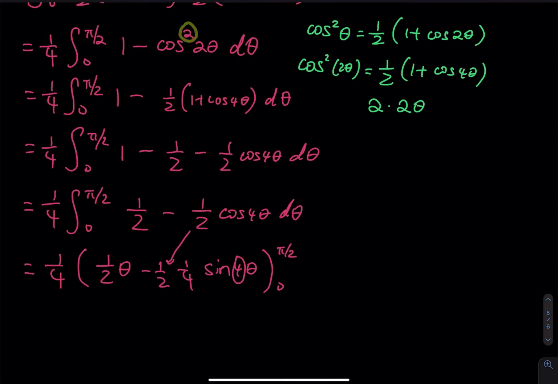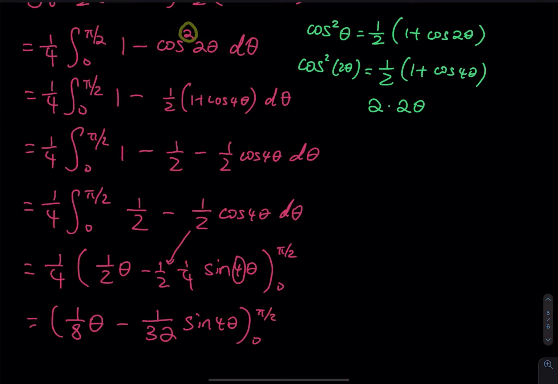And now we can just use the fundamental theorem of calculus. So this is, let's distribute the 1 over 4. That is 1 over 8 theta minus 1 over 16 times 2, 32, and then sine of 4 theta. That looks much cleaner, from 0 to pi over 2.